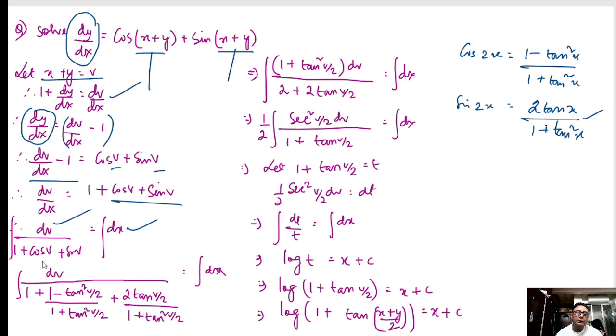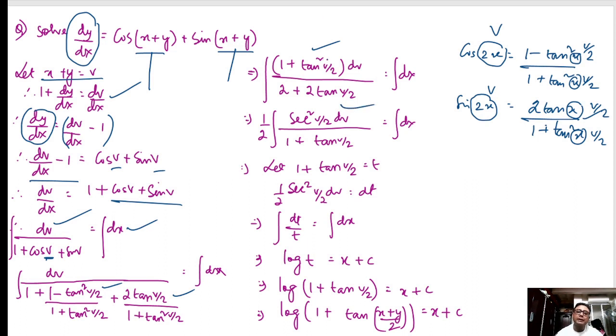So cos v, please look here, cos v, that means here 2x is acting as v. So this x will act as v by 2, this x will act as v by 2. Similarly, 2x is acting as v, so this x will act as v by 2. So putting it here, and now taking the LCM, 1 plus tan square v by 2, which goes up. Solving this, we get this.